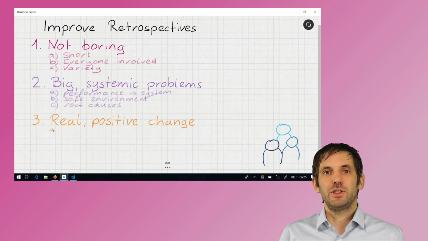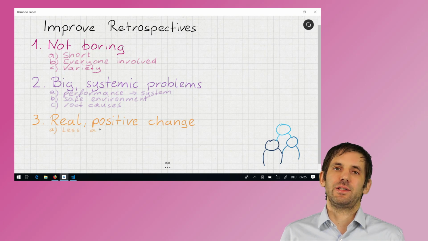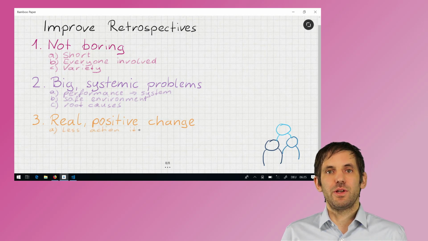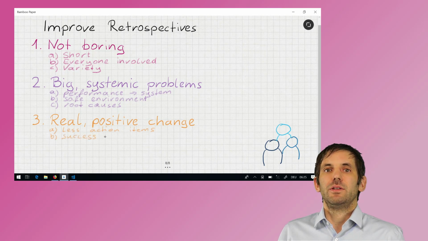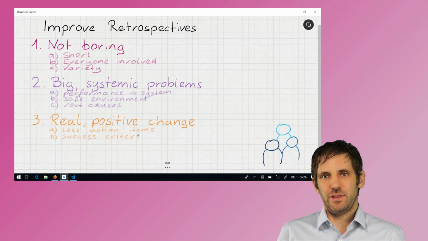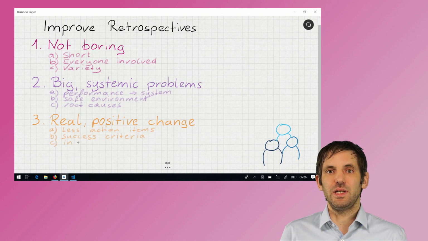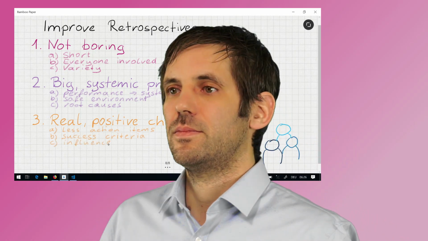So I want you to have less action items at the end, to define success criteria for those action items, and to use your influence to tackle the problems that you see. So, less action items at the end. Why do I want you to try that? Because when you have less action items, chances are higher that at least some of them will be done before the next retrospective.